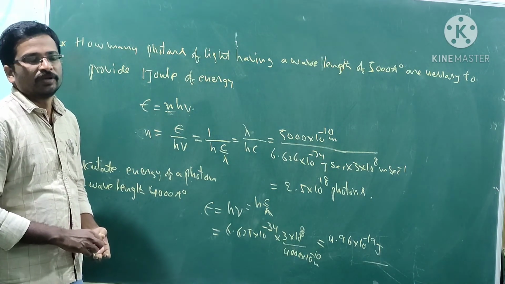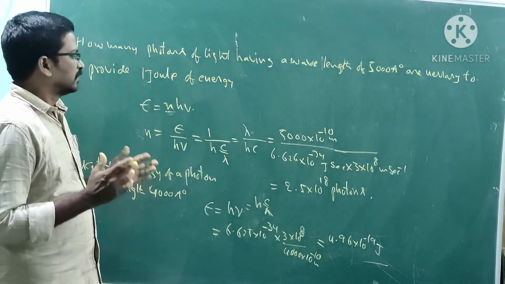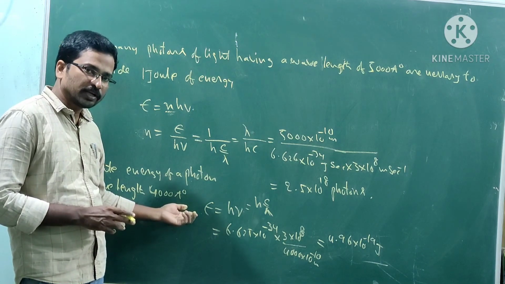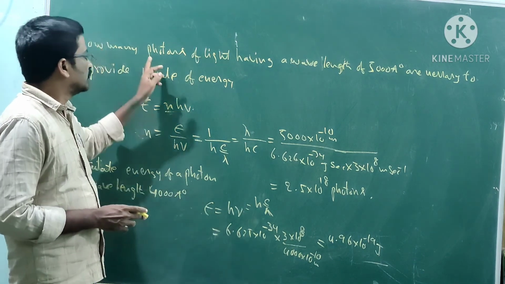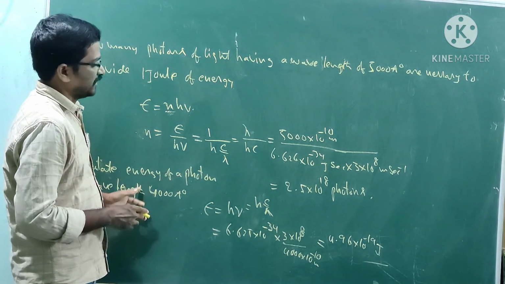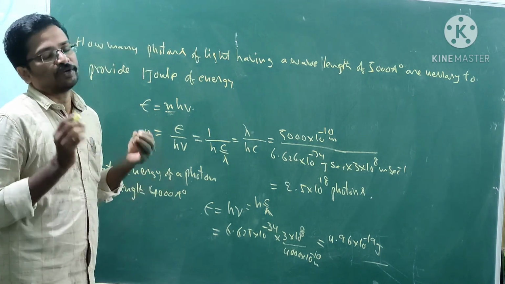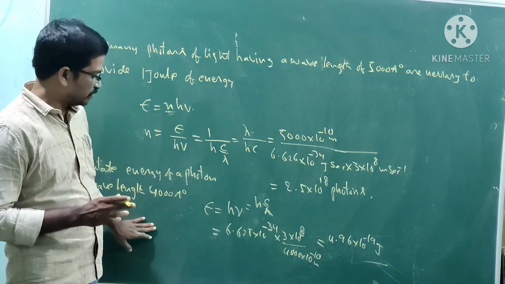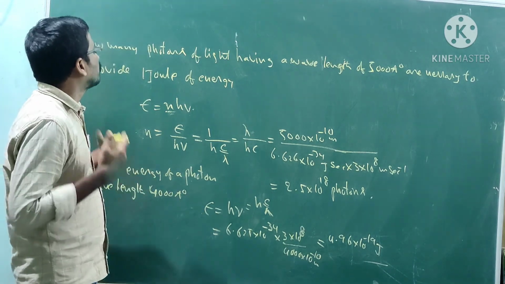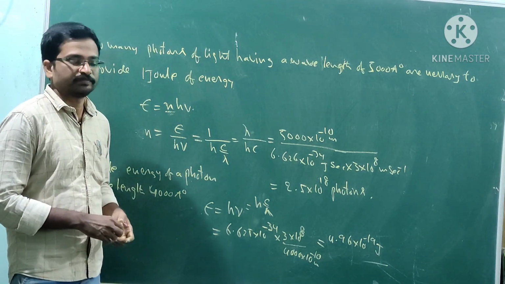From these two problems, you can calculate one photon's energy, and also the number of photons. In this way you can calculate one photon's energy from its wavelength. If you want to know how many photons are present, you can use this formula. Okay, thank you.